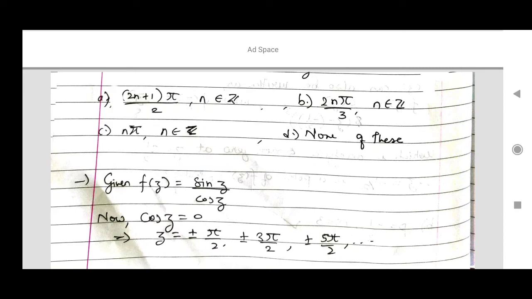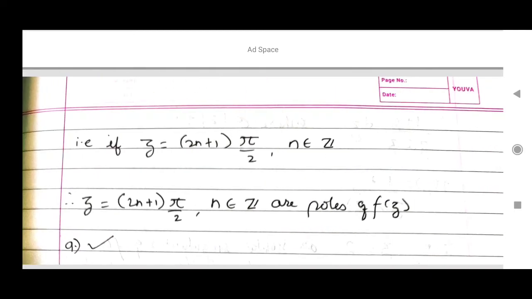So given function f of z is equal to sin z upon cos z. Now for cos z to be 0, z must be plus or minus pi by 2, plus or minus 3 pi by 2, plus or minus 5 pi by 2 and so on. That is, z is equal to (2n plus 1) pi by 2 for all n belongs to integer. Therefore, z is equal to (2n plus 1) pi by 2, where n belongs to integer, are poles of f of z. So for question number 7, option A is the correct answer.